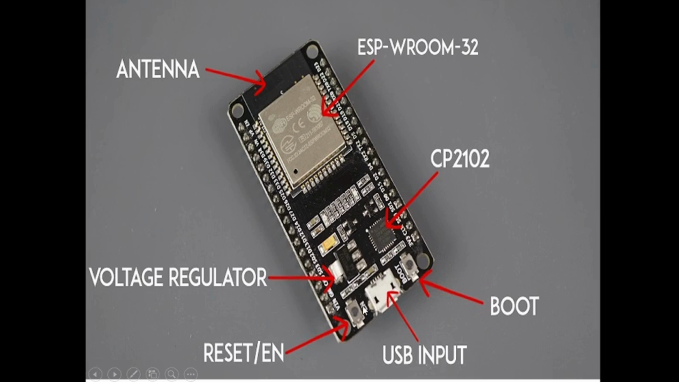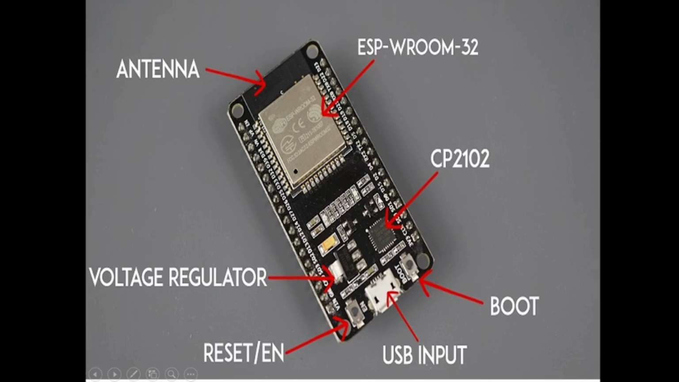CP2102 is the driver, and there is a voltage regulator. Why a voltage regulator? Because different sensors have different power requirements. Some sensors work at 5 volt, some at 3.3 volt. It's a development board, so we have both 3.3 volt and 5 volt pins. For this regulation we have the voltage regulator, and all the pins are already marked: the pin number, which one is power, which is ground, and so on.